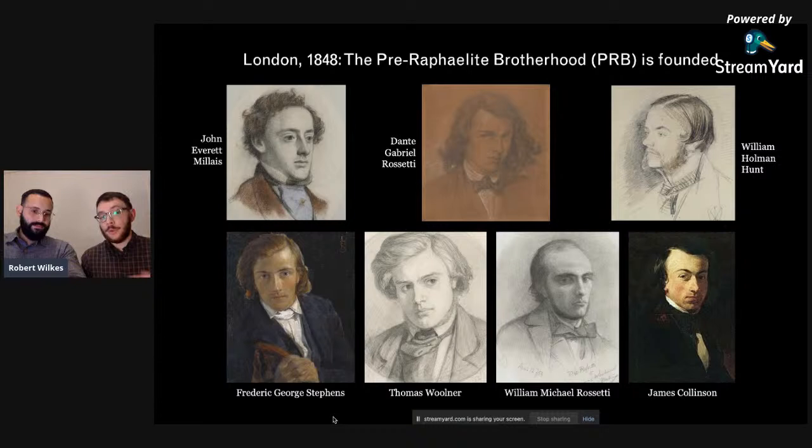And their names were John Everett Millais, Dante Gabriel Rossetti, William Holman Hunt, Frederick George Stevens, Thomas Woolner, William Michael Rossetti, and James Collinson.